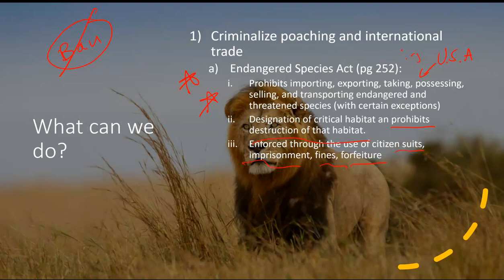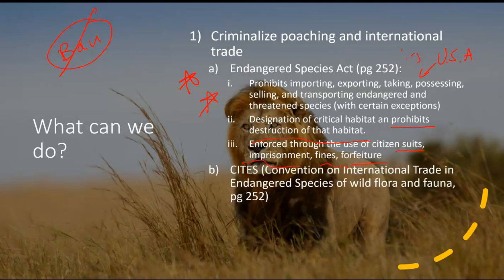So again, it's not enough to say ban overhunting or ban certain acts. We have to have enacted some sort of legislation to make it illegal or criminal, so that then we can enforce in much the way we do our other laws: lawsuits, prison time, fines, and forfeiture of property. Okay, now moving on, we have an international agreement.